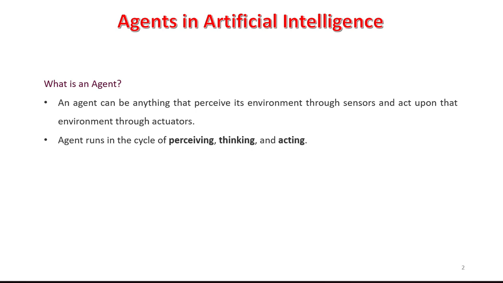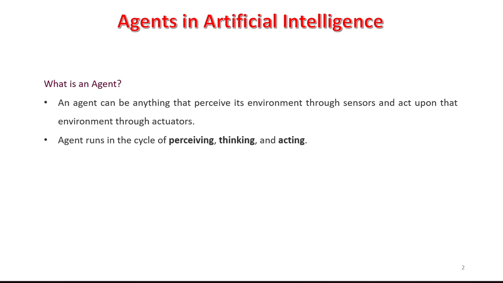What is an agent? An agent can be anything that perceives its environment through sensors and acts upon that environment through actuators. How will you perceive the environment? You need some sensors. So the agent runs in a cycle of perceiving, thinking and acting.